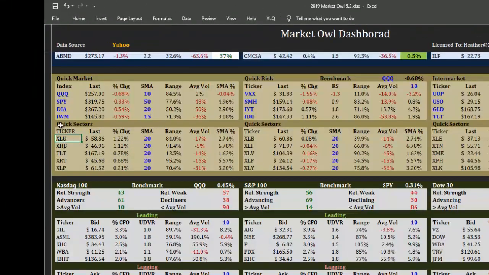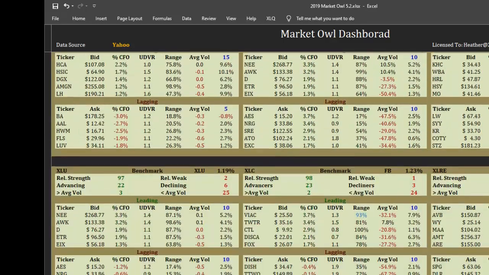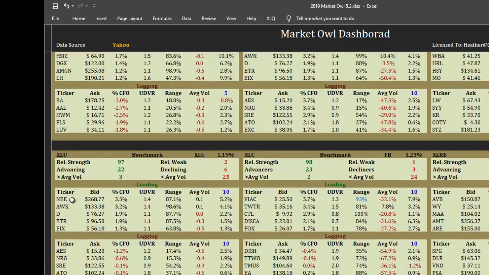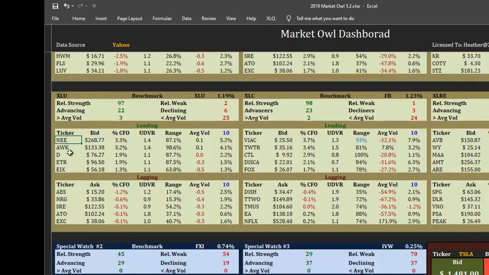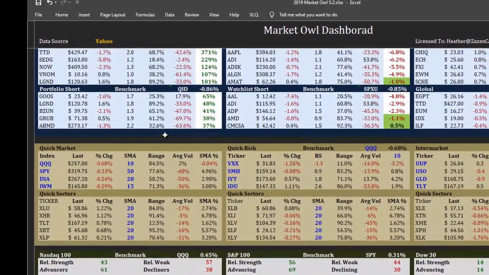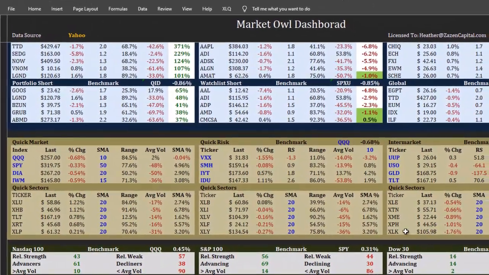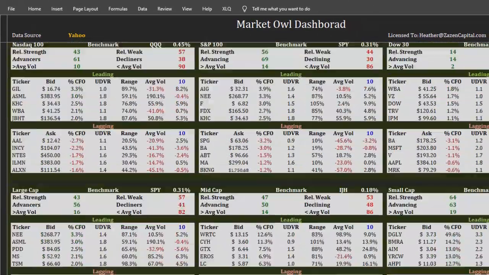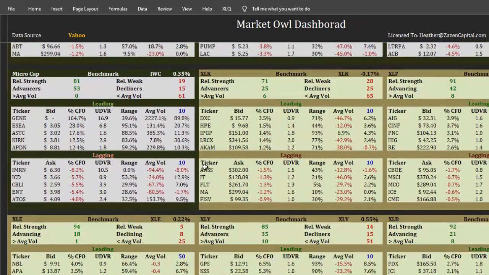One thing I like to do with the quick sectors is find out which is outperforming or underperforming, and I go straight to that sector. So XLU was outperforming today. Find it down here, and now I can zero in on the stocks that were outperforming. I can do the same for underperformance. Back to the quick sector area, I see XLK did not do well today. So I can go straight to XLK and take a look at the lagging stocks and see if there are any short opportunities setting up.